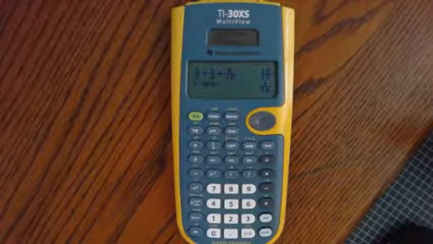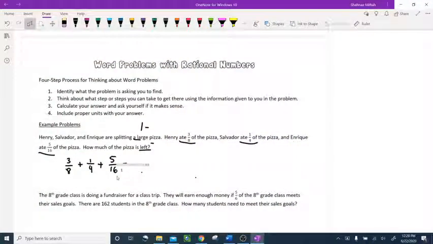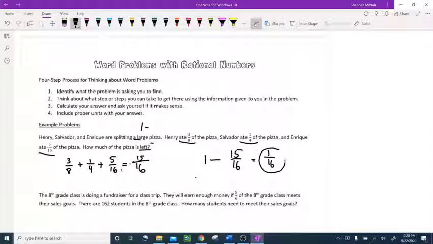So now I'm going to go back to my worksheet. So here is the one up here. It's not 1/16, it's 15/16 when I add them together. That was 15/16. Now I'm subtracting 15/16 from 1 and it's going to give me 1/16. So that much pizza is left after all three people ate.